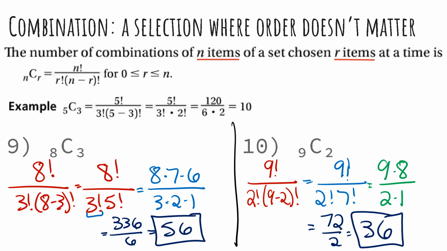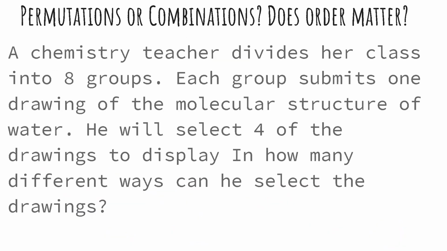Alright, questions on any of these? Okay. So I'm not going to tell you which one to use. So these are the kinds of problems usually that you're going to encounter. Like you have to figure out, does order matter? Should I use permutation? Should I use combination? So this one says a chemistry teacher divides her class into 8 groups. Each group submits one drawing of the molecular structure of water. He will select 4 of the drawings to display. In how many different ways can he select the drawings?